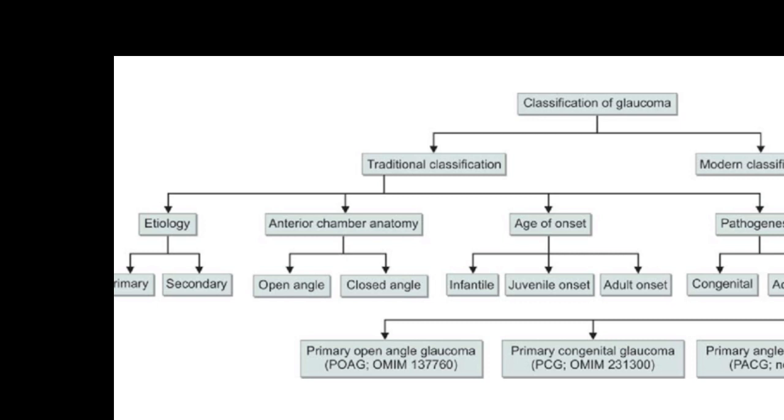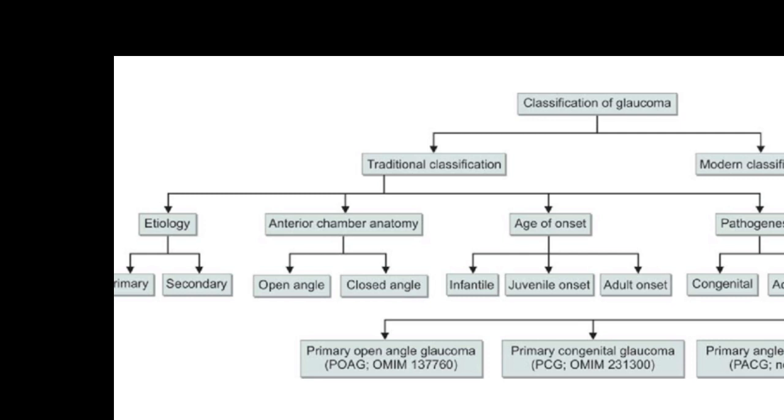Now, glaucoma is classified in the oldest classification, which we studied in the early years, like the 80s. It was classified based upon etiology as primary or secondary, or it is also based upon the anterior chamber anatomy, like open angle and closed angle.